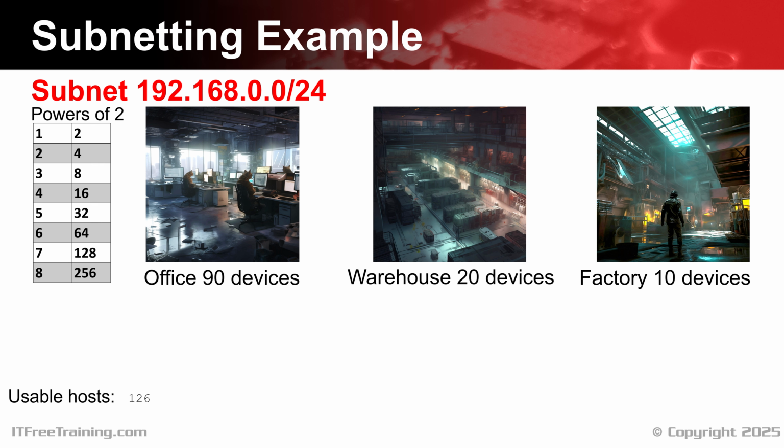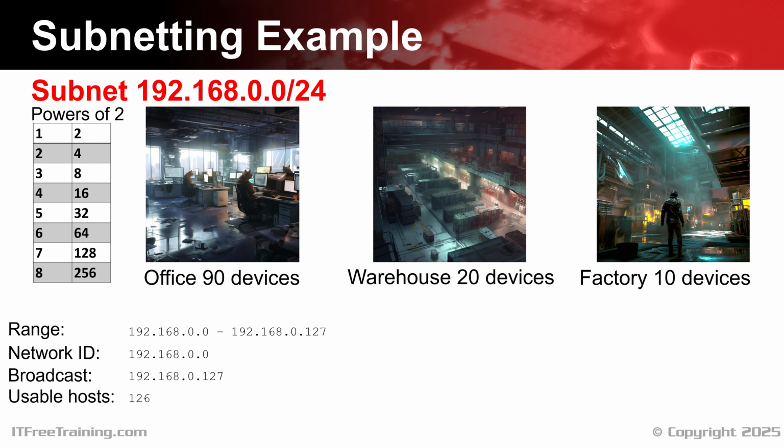The next step is to work out the range. The first IP address will be 192.168.0.0. There are 128 addresses in the range. Keep in mind that we are also counting the first address ending in 0. This makes the last address 192.168.0.127. Now that we have the range, we can easily work out the network ID and broadcast address. The network ID will be the first IP address in the range. The broadcast address will be the last IP address in the range.